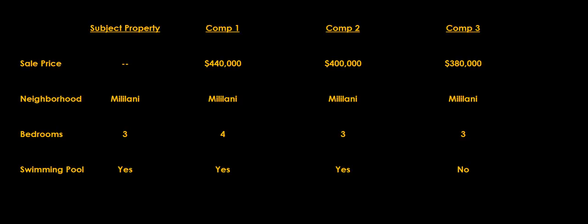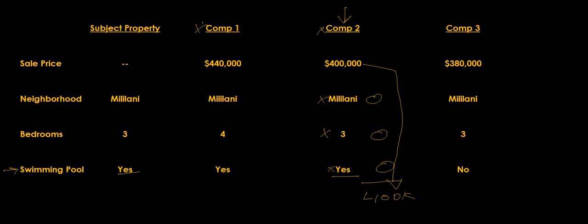These are the same Comp 1 and Comp 2 over here, and we already know that Comp 2 is similar to our subject property. It's located in Mililani. It's a 3-bedroom, but we've added a variable here, a swimming pool. Our subject has a swimming pool. Turns out the Comp 2 also has a swimming pool. So it's the same here. So there'll be no adjustment for Mililani, no adjustment for 3 bedrooms, and no adjustment for swimming pool. So once again, the value of Comp 2 is going to fall to the bottom line and be $400,000.